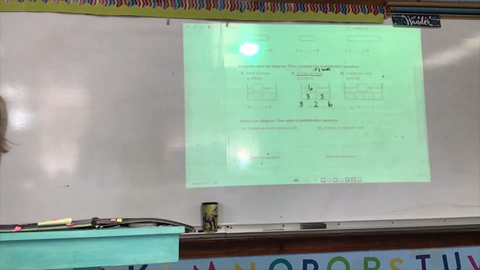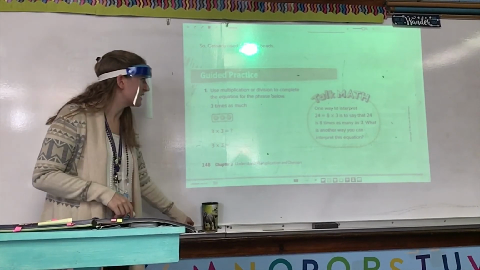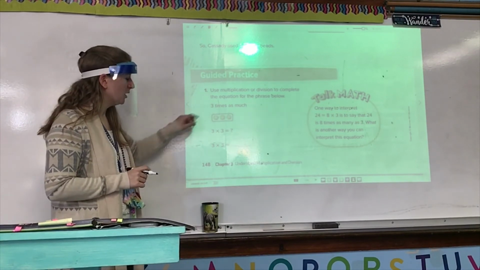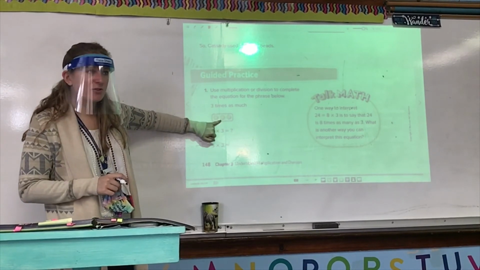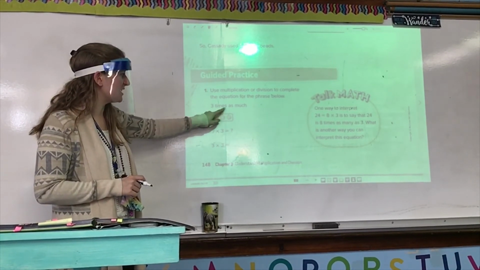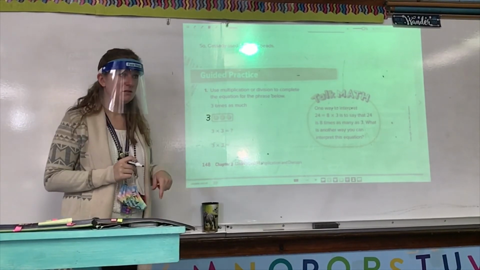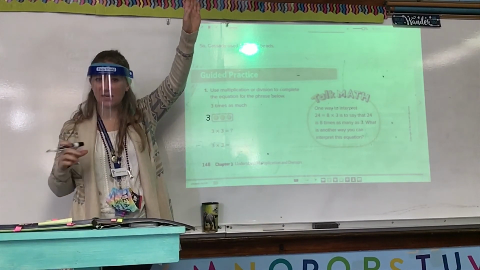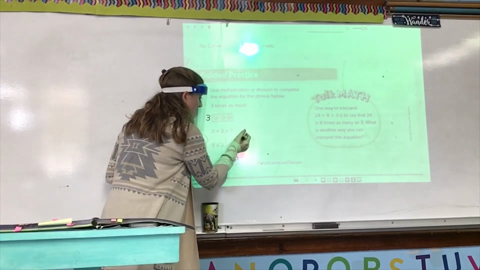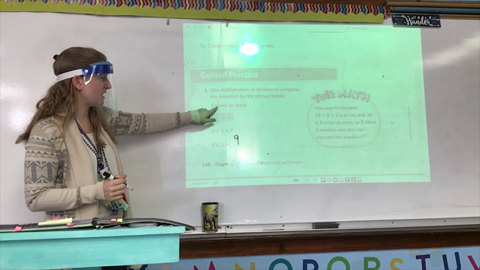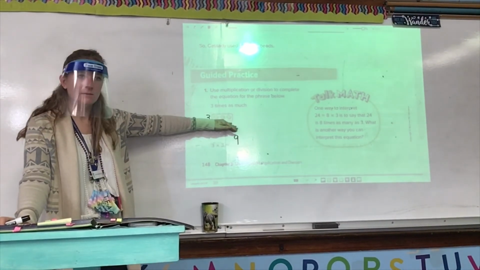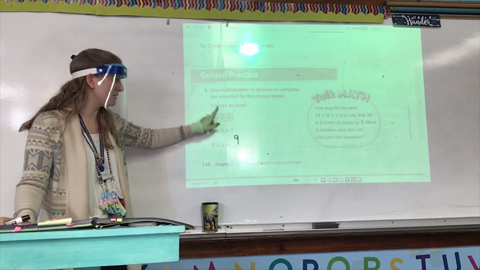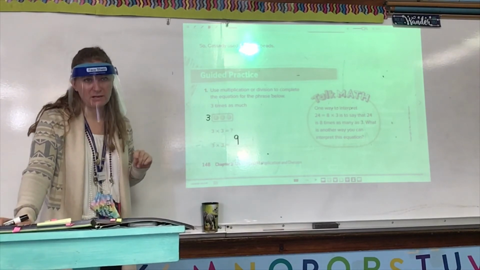So helper number 1. The guided practice says, use multiplication or division to complete the equation for the phrase below. Well, we have 3 times as much, and we have a model of 3 objects. So if we're saying 3 times as much as 3, we're saying 3 times 3 equals blank. Well, 3 times 3 equals what? What does 3 times 3 equal? Kingston? 9. So if you see a problem like this, 3 times as much, 3 times as many, 3 times more, and then a model, you're saying blank times blank. However many times as much times whatever the model is showing.